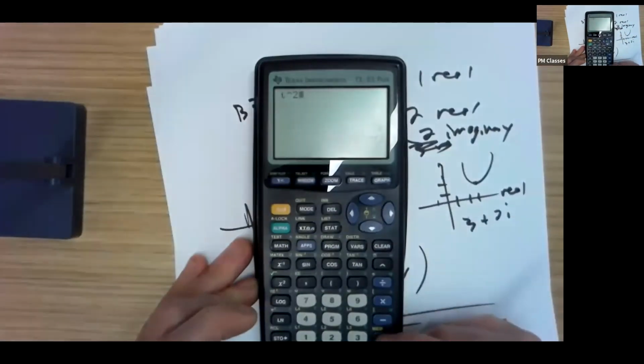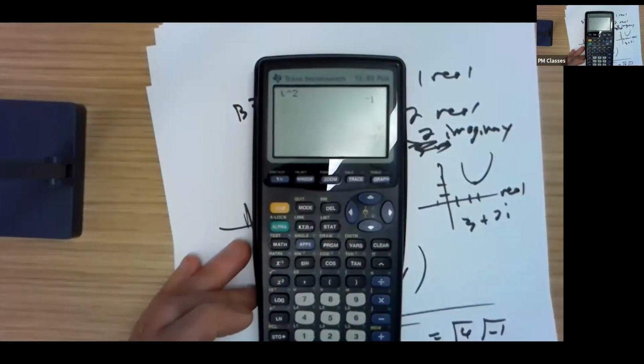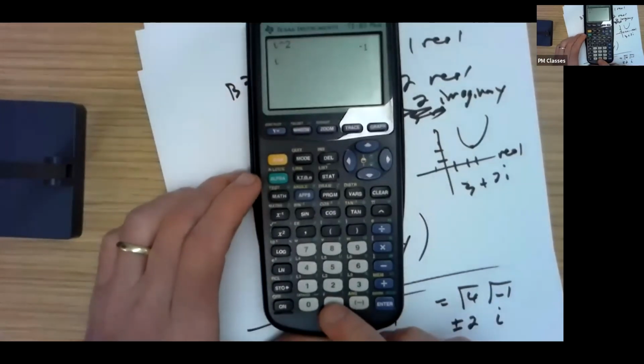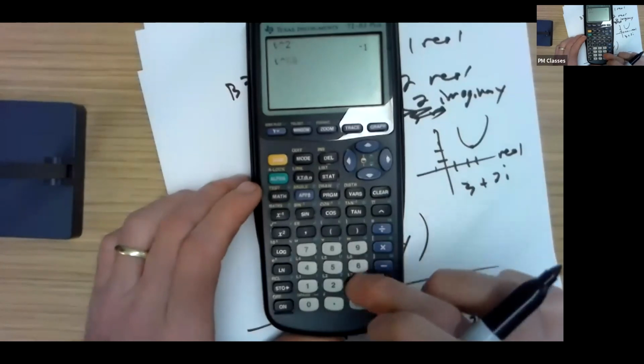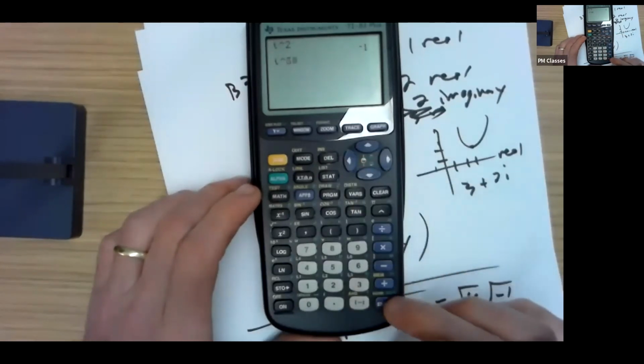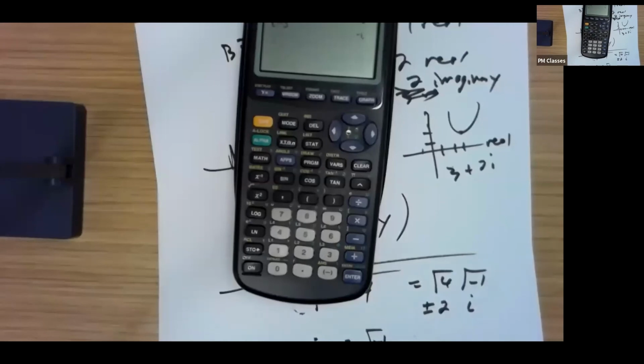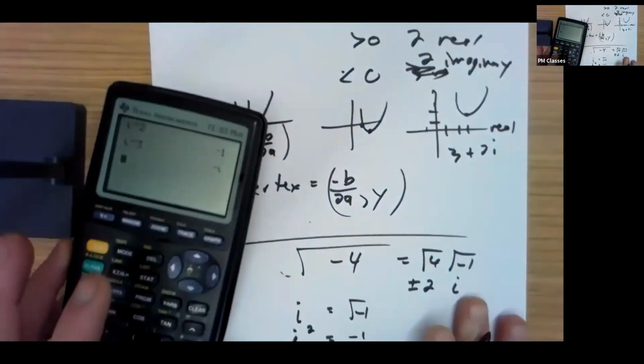If I did i squared, I would get negative 1. If I did i cubed, again second decimal, up button 3, whoops, that's a 6, I'll get negative i. So i squared is negative 1, i cubed is negative i, and i to the 4th will be 1. Trust me on that, I won't put that on the calculator.